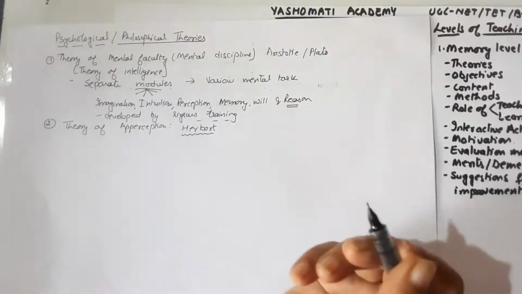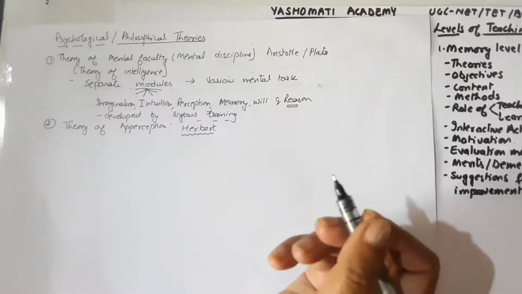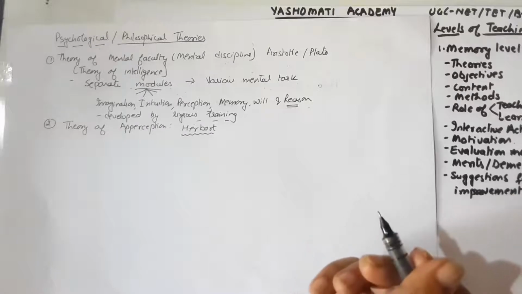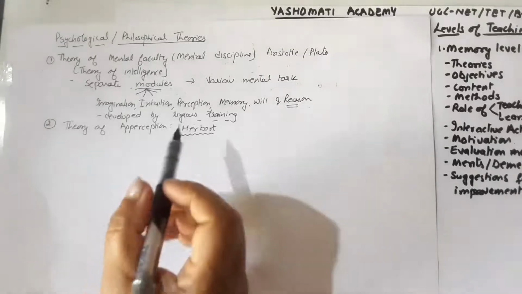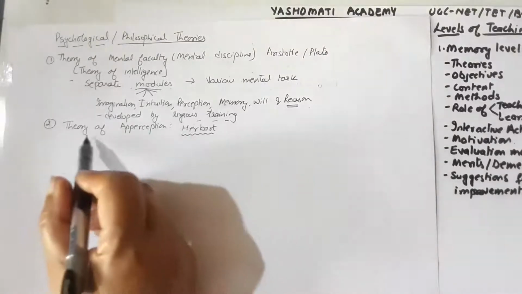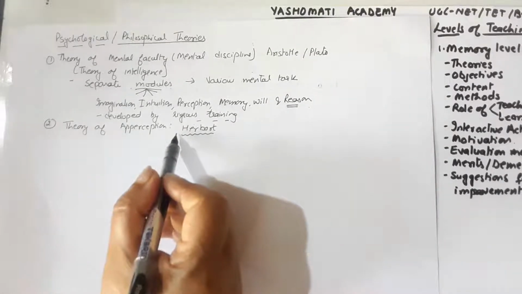He has also developed a model for teaching, which we'll study in some later part of the lesson, where he has given detailed steps and syntax which can be very helpful to the teacher for planning the lesson for memory level of teaching. So this is called the Herbartian theory of apperception.